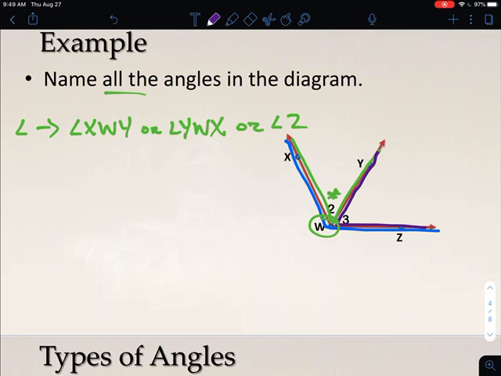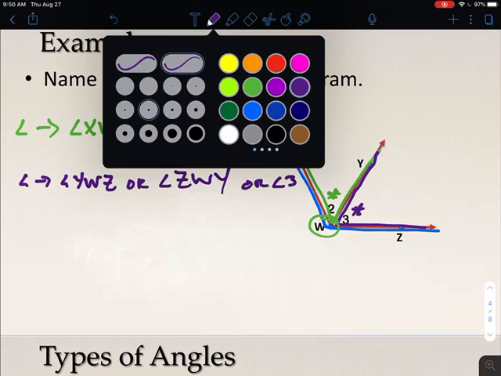As far as the purple angle, again, I have a couple options. I can use the 3 points as long as W is in the middle. So for my purple angle here, I can do angle YWZ or angle ZWY. I can also use the number inside, 3, and I can name it angle 3. So 3 points, vertex in the middle, or the number inside the angle there.